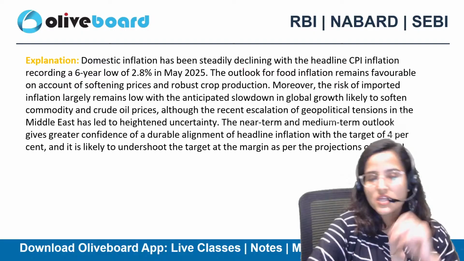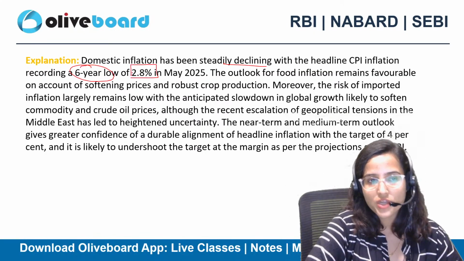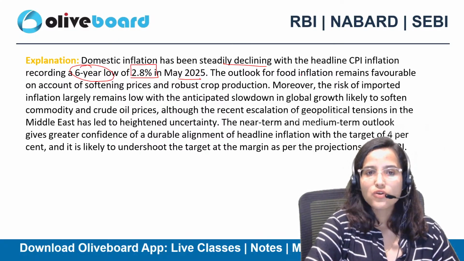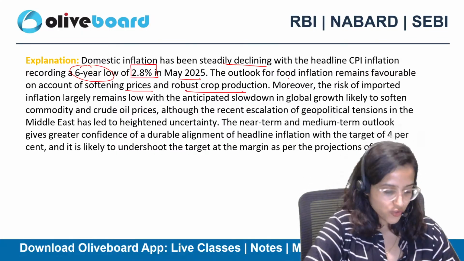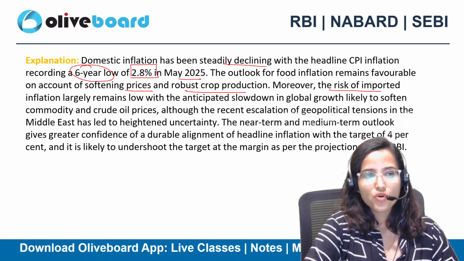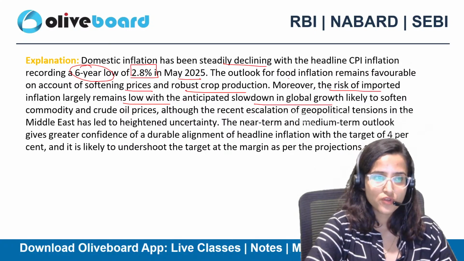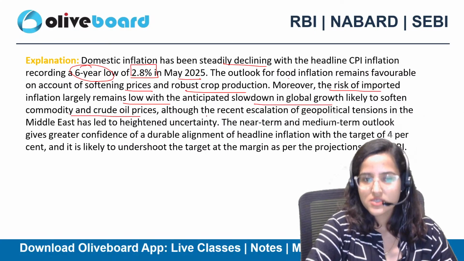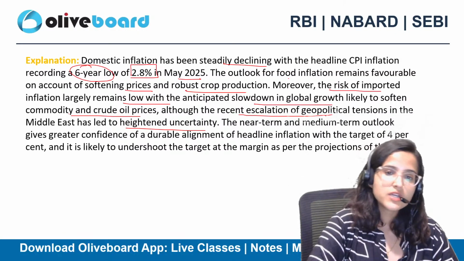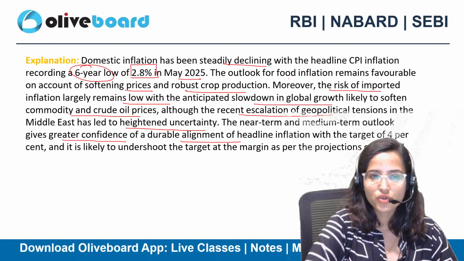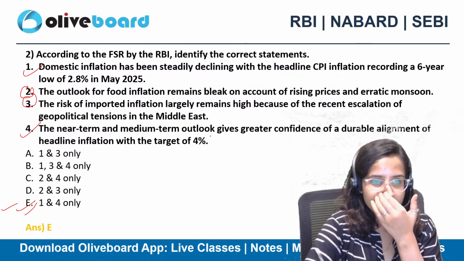So, domestic inflation is steadily declining, with headline CPI inflation recording a 6-year low of 2.8% in May 2025. Outlook for food inflation remains favorable on account of softening prices and robust crop production. Moreover, the risk of imported inflation largely remains low, with anticipated slowdown in global growth likely to soften commodity and crude oil prices. Recent escalation of geopolitical tensions in the Middle East has led to heightened uncertainty. Near-term and medium-term outlook gives greater confidence of a durable alignment of headline inflation with the target of 4%. Right? So this is correct.